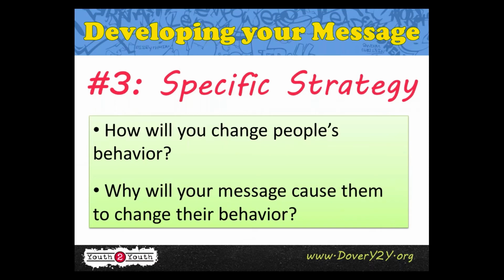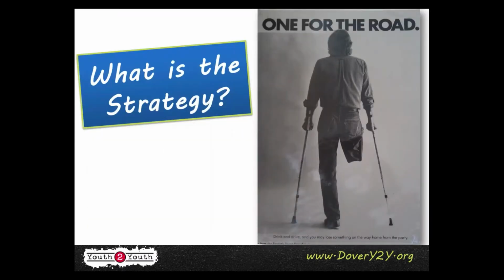Your next step is to decide on the specific strategy that you will use in your media and in your programs. The strategy is how you think the message in your campaign will change people's behavior. So you want to ask yourself, what is your theory or understanding of how your message will cause the result that you're hoping for? If you look at this PSA, it says, "One for the road, drink and drive, and you may lose something on the way home from the party." You can probably tell that this strategy is trying to get people to be aware of the dangers of drinking and driving. They're trying to change people's behavior by showing one of the consequences that could happen if you abuse alcohol and drink and drive.